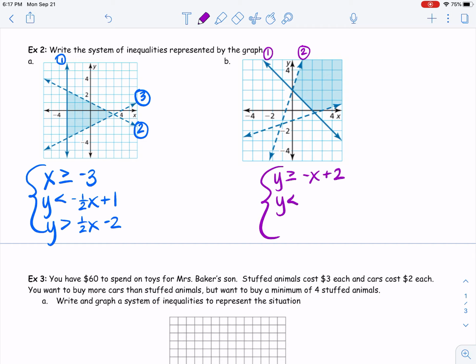That has a positive slope of 3, so it's going to be 3x, and it also has a positive y-intercept of 2. So that'll be y is less than 3x plus 2. And then our last line here is also going to be a greater than or a less than because it's a dashed line. The shaded region is above the line, so it's going to be a greater than. It does have a positive slope of 1/3, and it has a negative y-intercept of 1. And there you have that system.